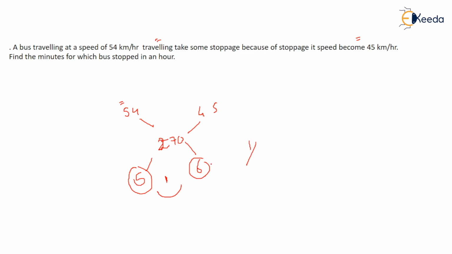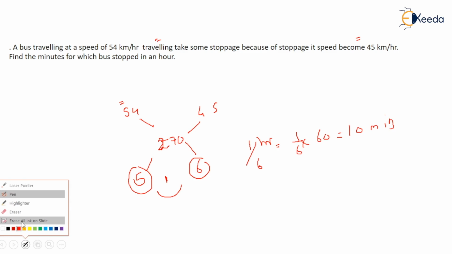And with respect to stoppage it is 6. So it is 1 by 6 hours, and you have to convert it into minutes. So 1 by 6 into 60 equals 10 minutes. 10 minutes, right?